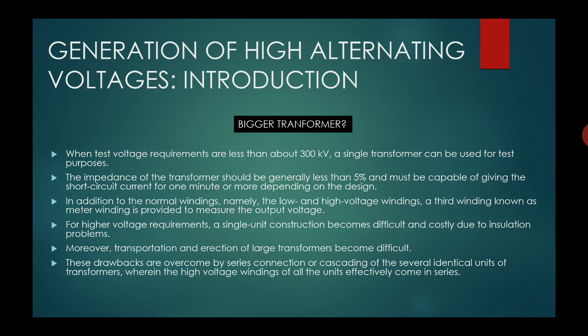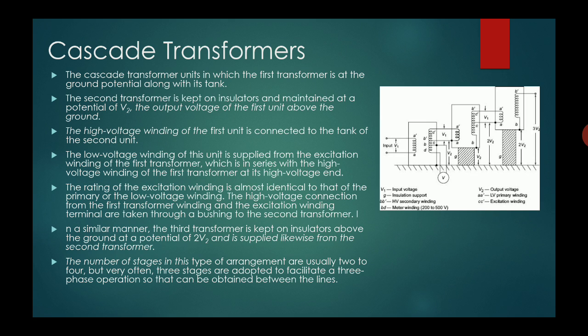Rather, the solution for creating a high voltage AC is that we keep smaller transformers and connect them in cascade formation, or series formation. So we'll talk about the cascade transformer here. On the right hand side, you see the schematic diagram of the cascade transformer. In the cascade transformer unit, the first transformer is at ground potential along with its tank. That is the transformer on the left hand side.